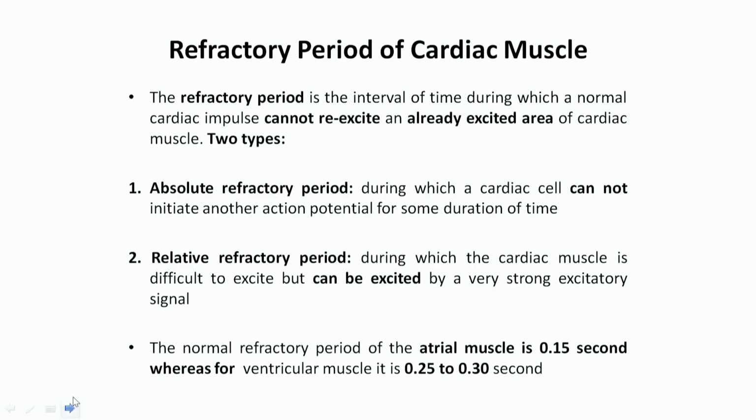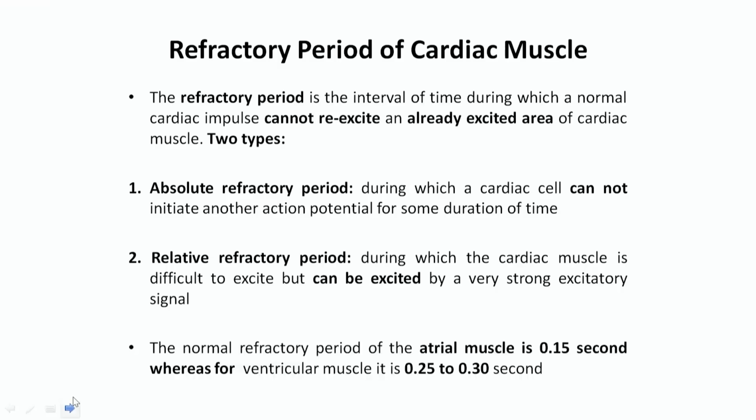Then, what is the refractory period of the cardiac muscle? The refractory period is the interval of time during which a normal cardiac impulse cannot re-excite an already excited area of the cardiac muscle. If the muscles are in the refractory period, whatever impulse you provide will not lead to the generation of a new impulse. So, that is called the refractory period.